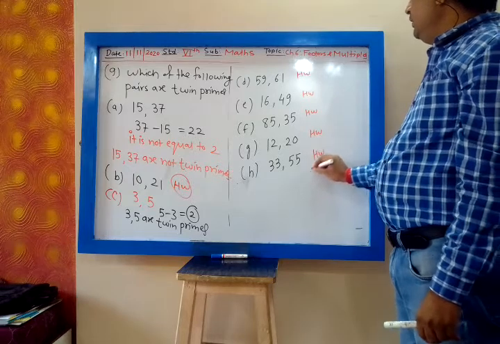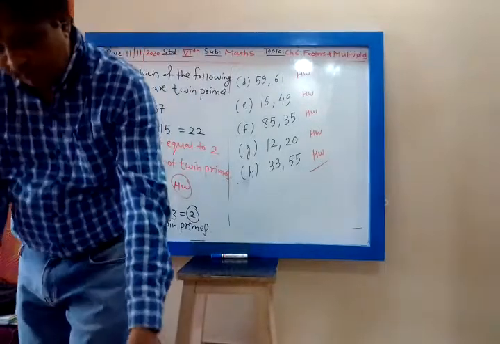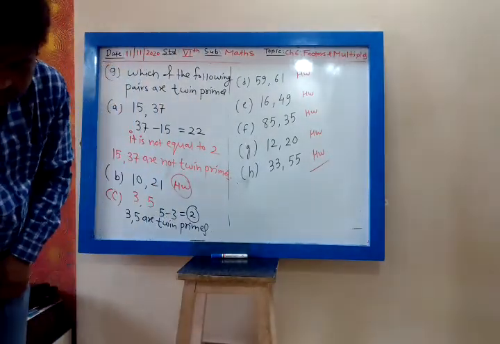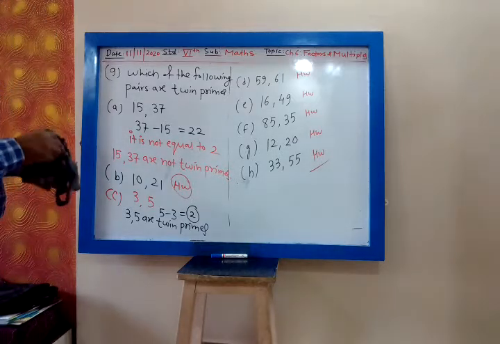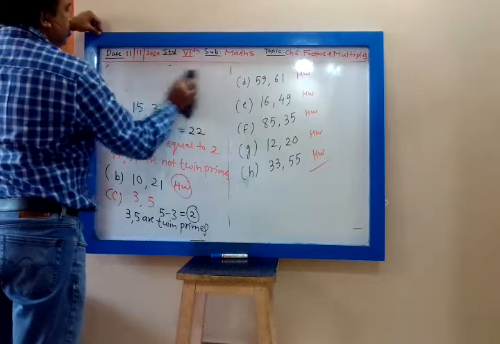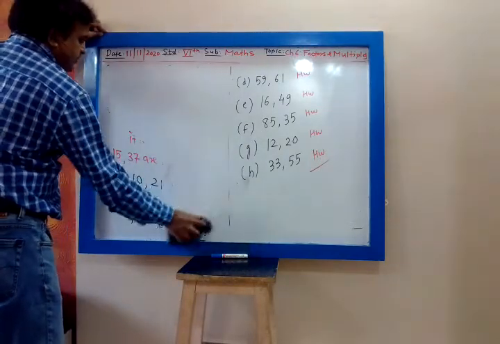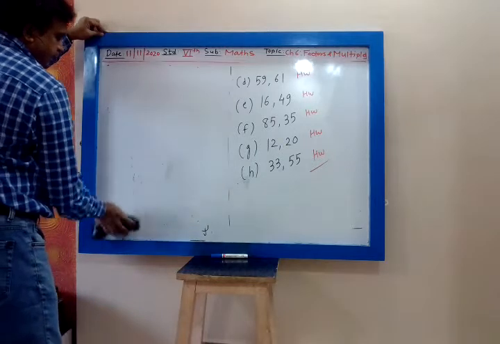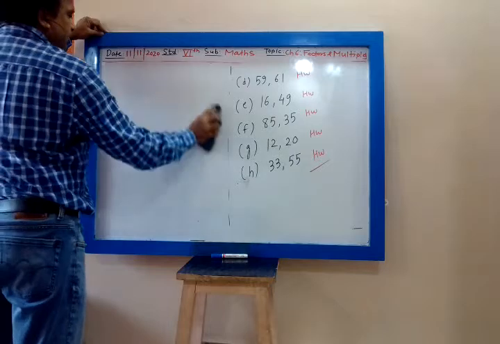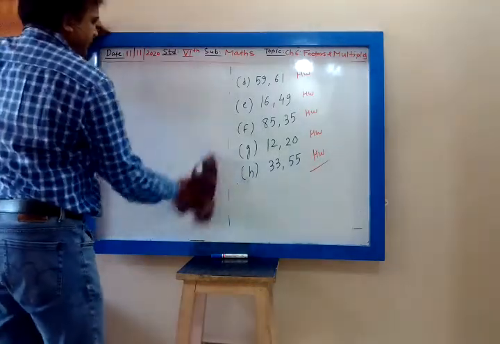And homework. So for twin primes, you have to find the difference. If the difference is not 2, they are not twin primes. But if the difference is 2, they are twin primes. We find bigger number minus smaller number, and if it is 2, they are twin primes.